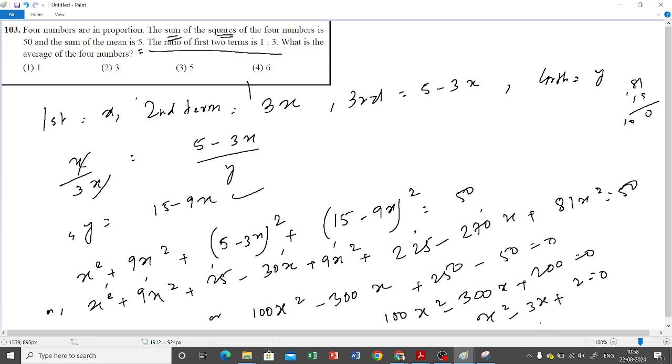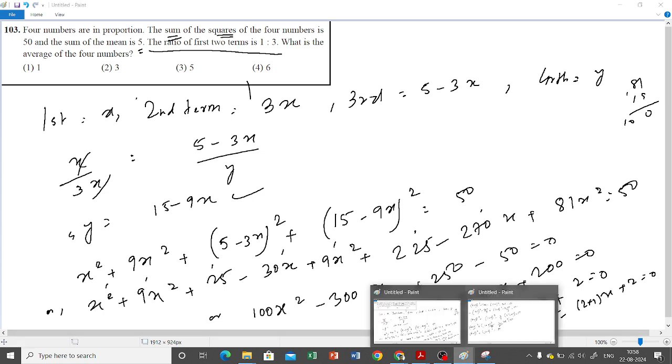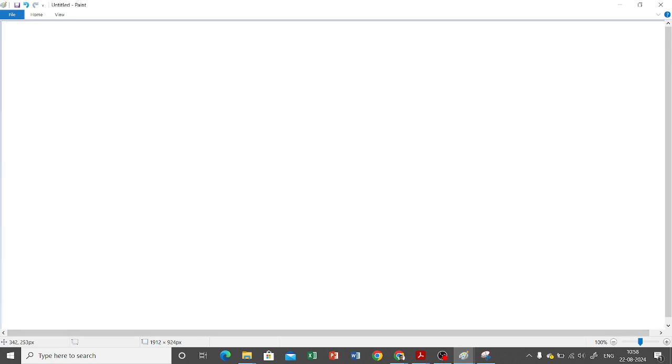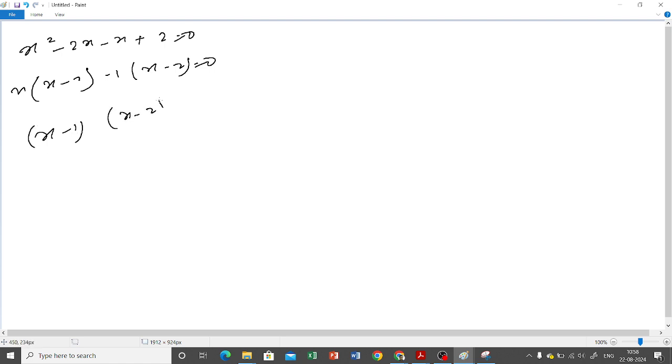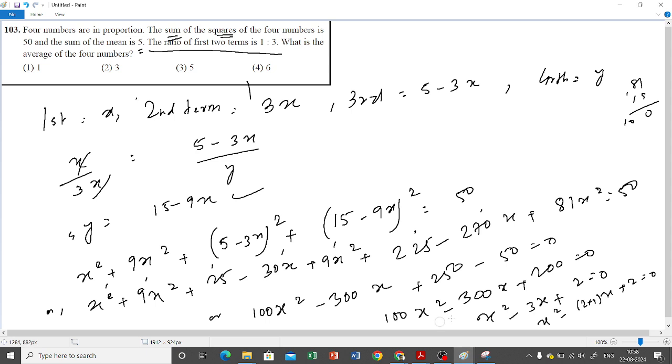Okay, now we can easily solve it. We can just apply the middle term. x square minus 2x minus x plus 2 equals 0. So x minus 2 into x minus 1 equals 0. So x equals 1, 2. So there are two values of x coming up, 1 and 2.